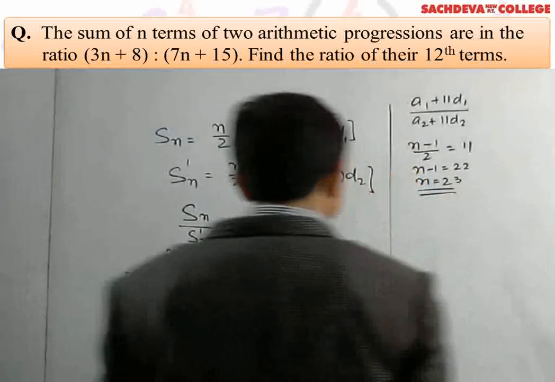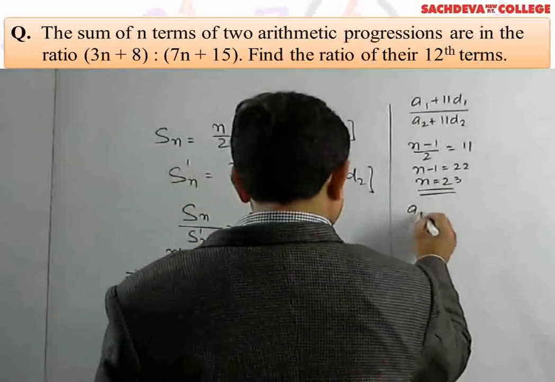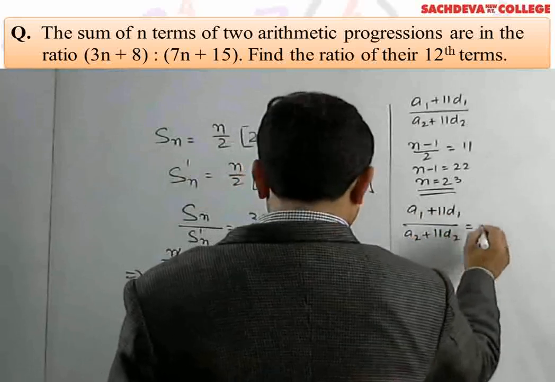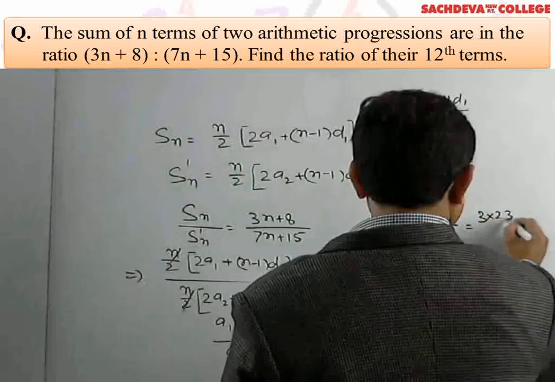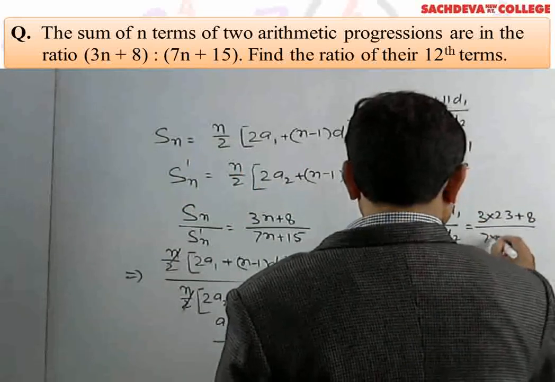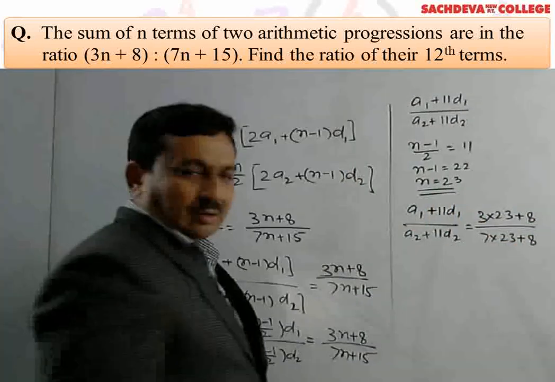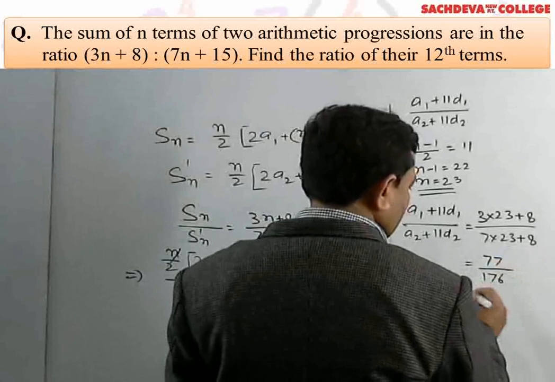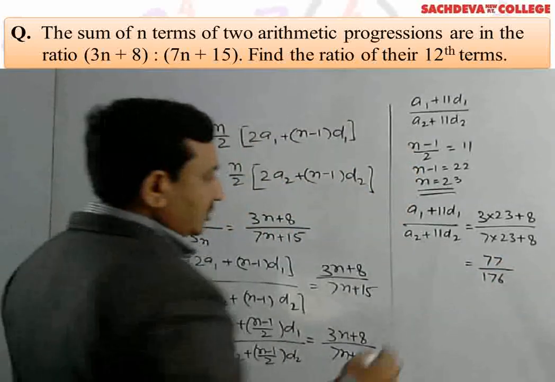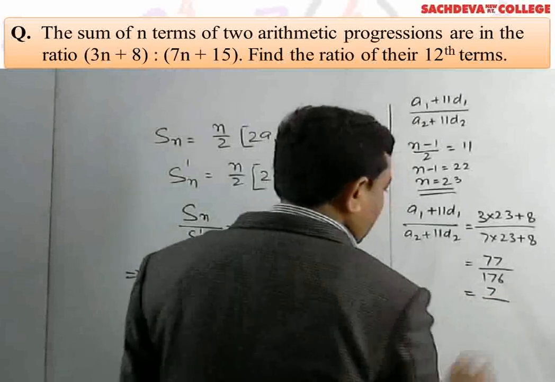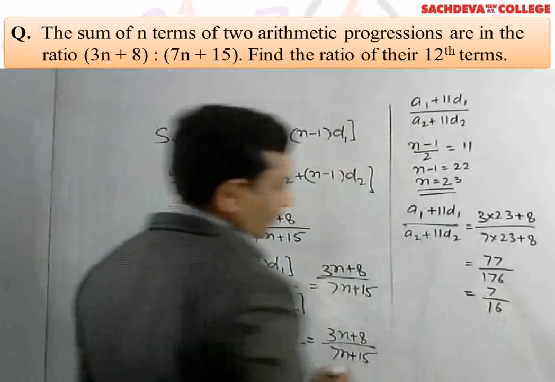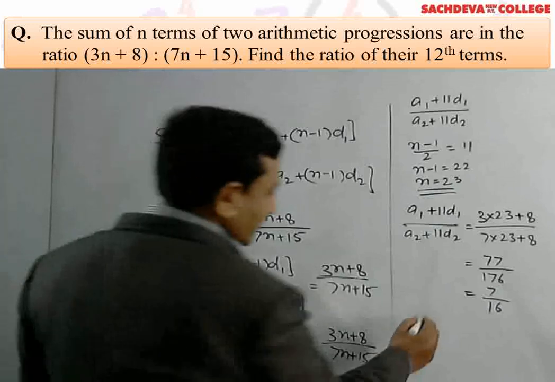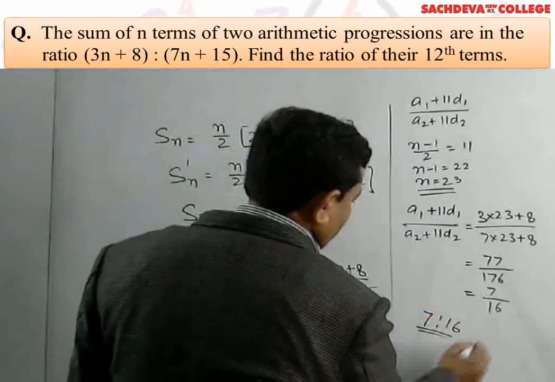So if we put n is equal to 23 here, then we find a1 plus 11 d1 upon a2 plus 11 d2 will be equal to 3 into 23 plus 8 divided by 7 into 23 plus 15, or this will be equal to 77 upon 176, or this will be equal to 7 upon 16. So ratio of their 12th term is 7 upon 16. It means 7 raised to 16 here. This is the answer of this problem.